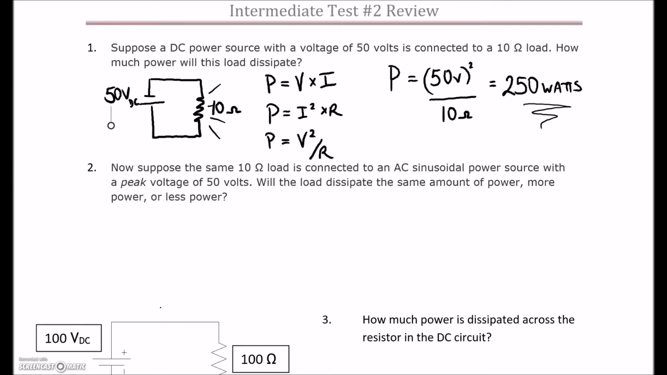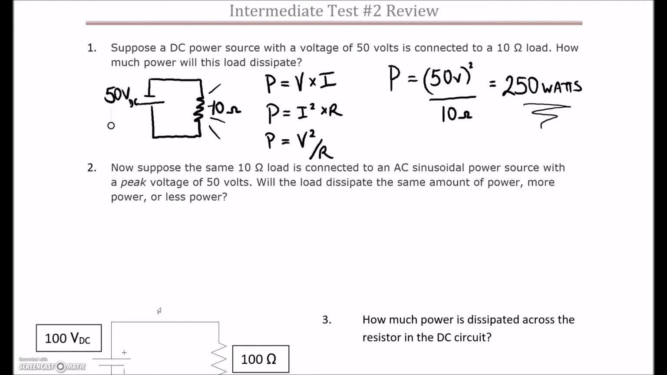Okay, let's keep going. Number 2. Now suppose the same 10 ohm load is connected to an AC, I love saying this word, sinusoidal power source with a peak voltage of 50 volts. Will the load dissipate the same amount of power, more power, or less power? So pause the video for 2 seconds, think about it.